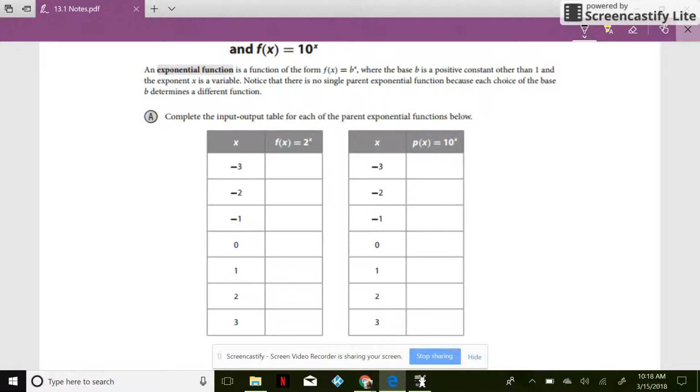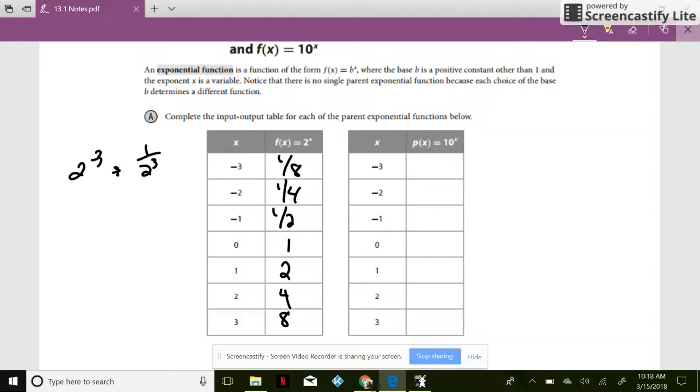So let's start by saying x is -3. If f of x is 2 to the x, that means we're taking 2 to the -3 power, which is the same thing as 1 over 2 to the third. 1 over 2 to the third is 1 over 8. 2 to the -2 would be 1 over 4. We get 1/2, 1, and then 2, 4, and 8 as we take 2 to those powers.